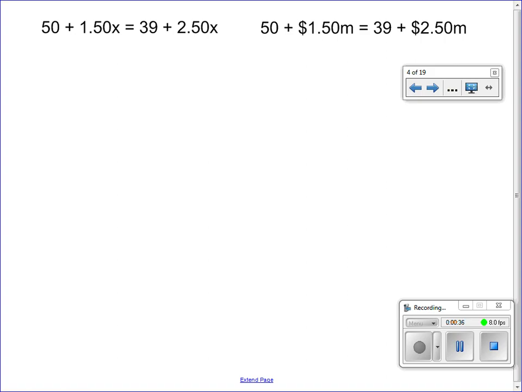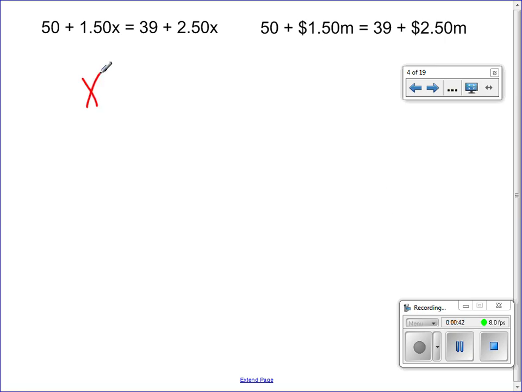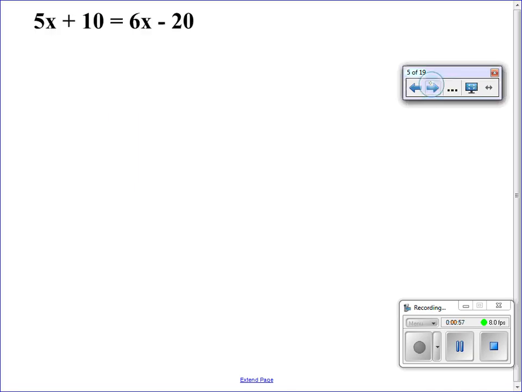We solved this, and we figured out that if you ordered 11 movies, then the two plans would be the same. That's what solving an equation is. You're finding a value that makes the two sides of the equation equal. So in that situation, it was 11 movies. Now let's look at some different situations.